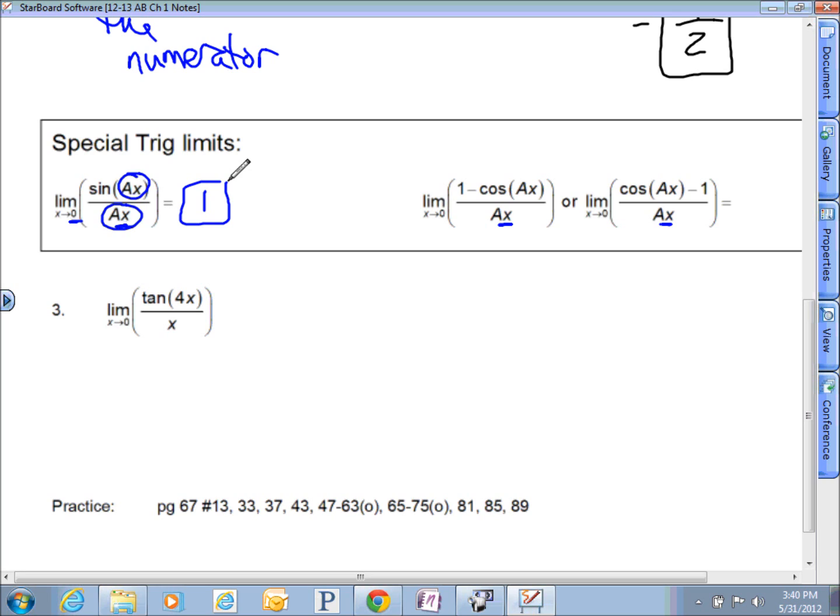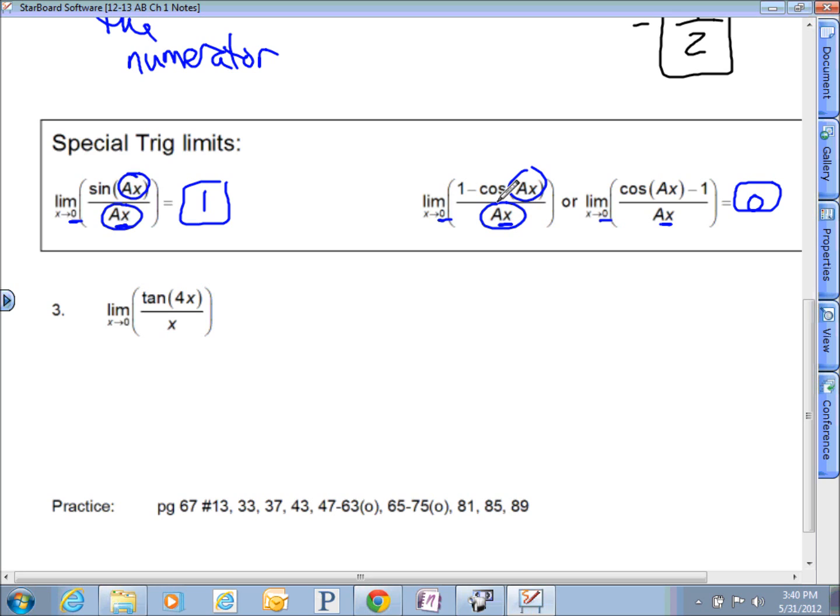These other limits, limit as x approaches 0 again, of these two things, could be written both ways. These limits both come out to be a 0. And again, notice you've got to have that 1 minus cosine of the same ax here that is there. Those two things have to match in order for these limits to fit.